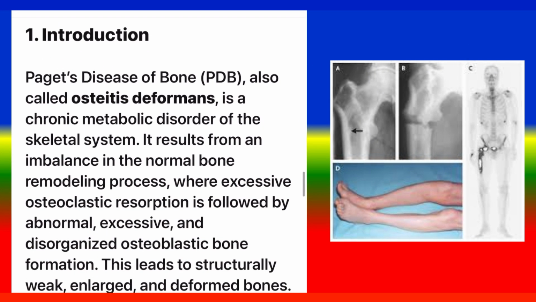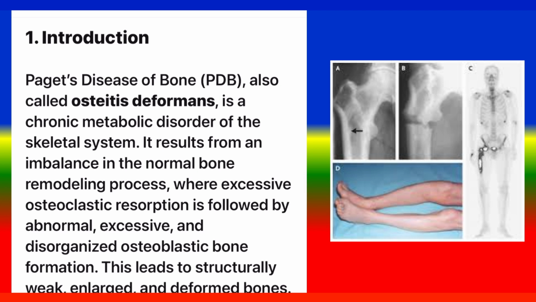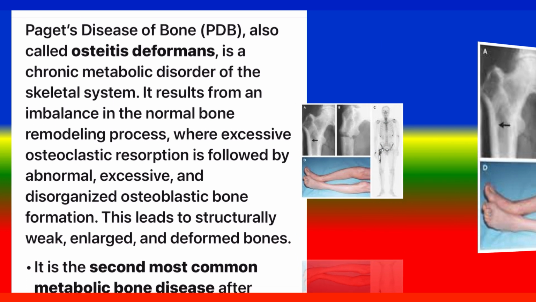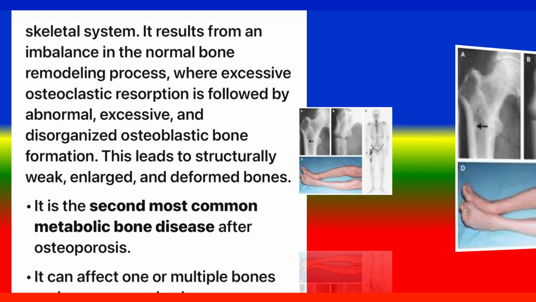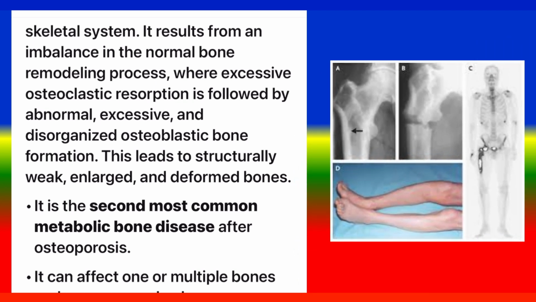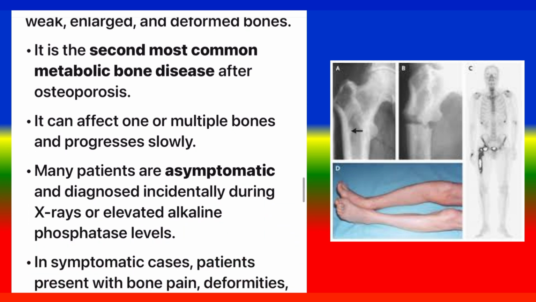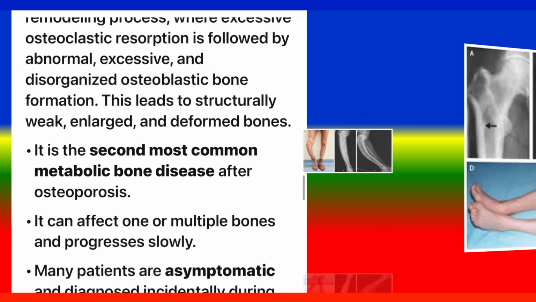Paget's disease of bone, PDB, also called osteitis deformans, is a chronic metabolic disorder of the skeletal system. It results from an imbalance in the normal bone remodeling process, where excessive osteoclastic resorption is followed by abnormal, excessive, and disorganized osteoblastic bone formation. This leads to structurally weak, enlarged, and deformed bones.